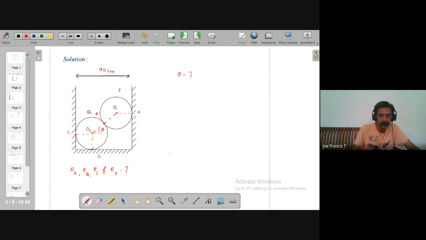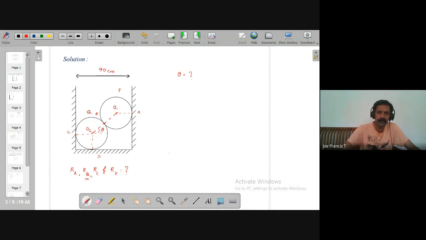This is what we need to find first. There is one reason for this, because O1O2 will be the line of action of the reaction at B. This RB always acts in the direction of O1O2. Therefore, we need to find this angle theta.